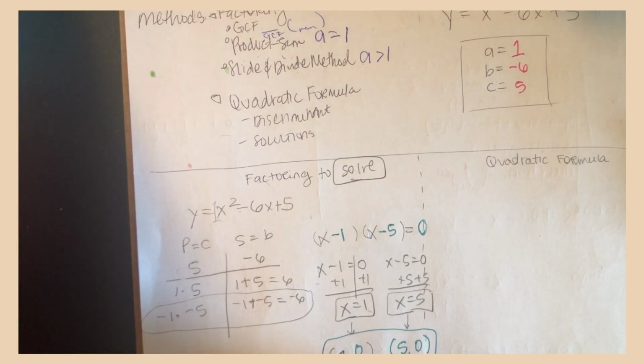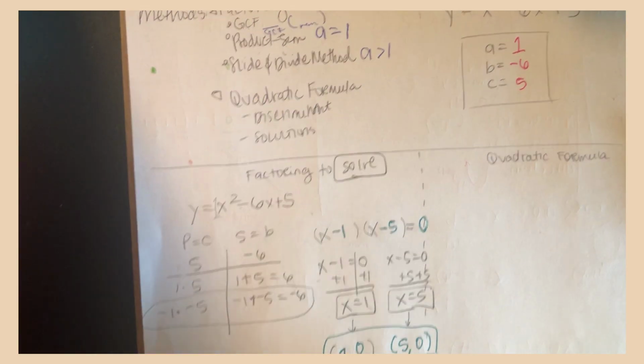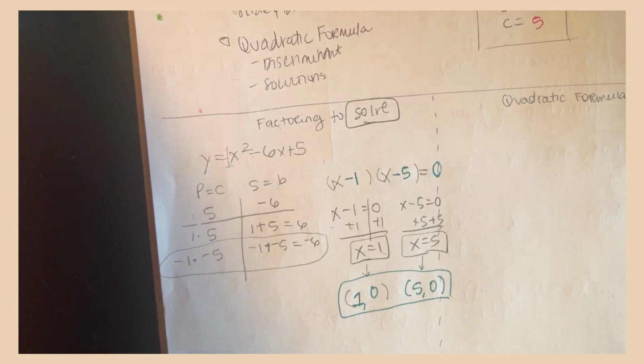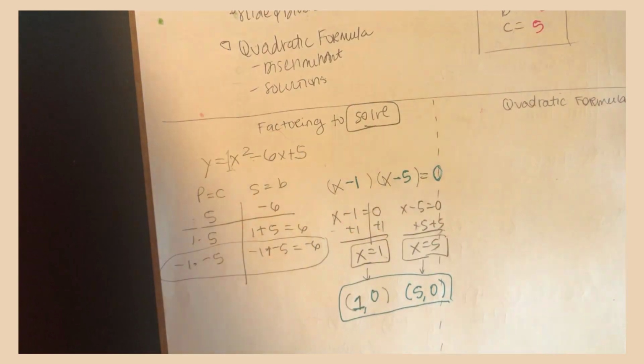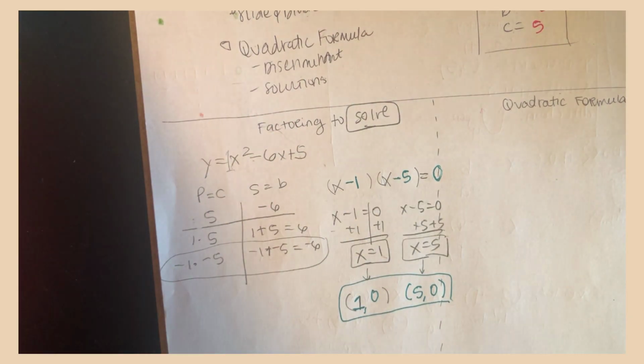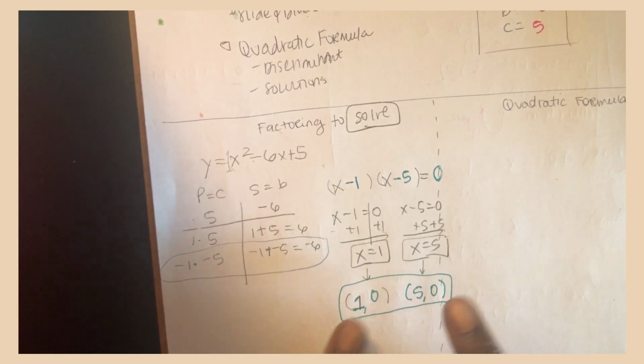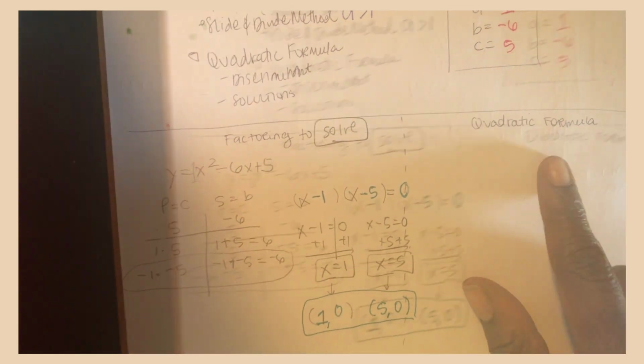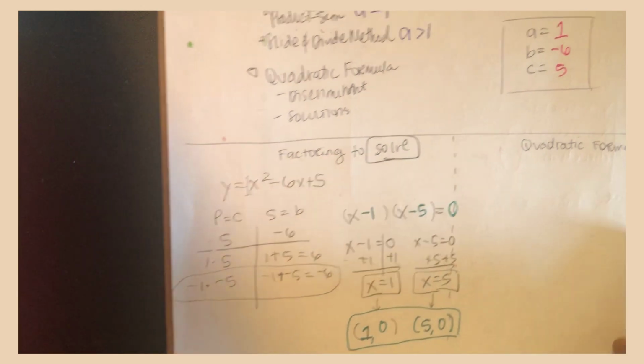And these are our x-intercepts. Now, if we would have assigned the divide method, you'll see how we would continue on that. Now I'm going to show how we can get these exact same values using the quadratic formula. Rewind, go back, do it again.